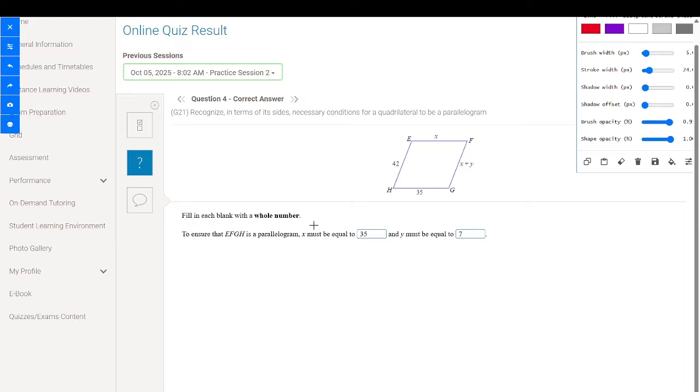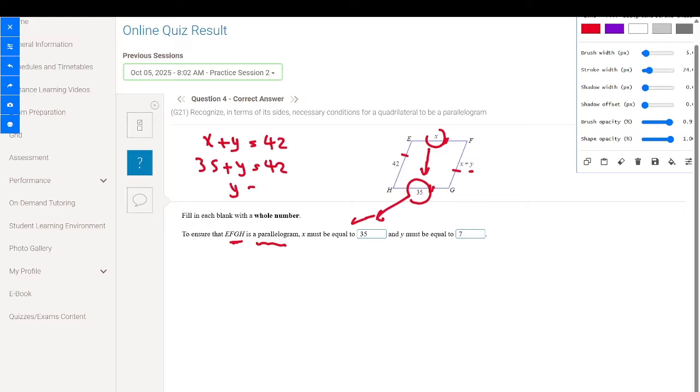Now fill in the blank with the whole number. To ensure EFGH is a parallelogram, x must be equal and y must be equal. We said opposite sides are equal. Now here, we have EF equal to HG, so x will be equal to 35. Now for y, we know x is 35, so we have x plus y equal to 42. With x as 35, 35 plus y will be equal to 42, so y will be equal to 7.